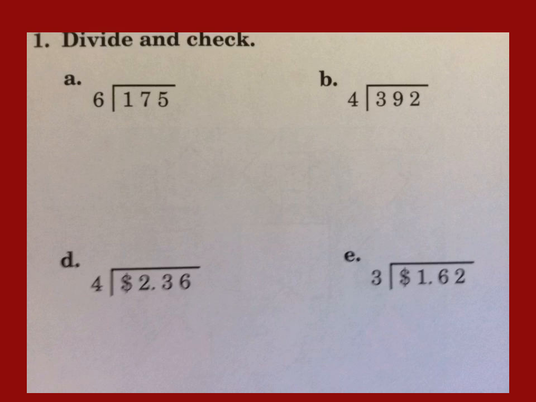But let's start with A and B, and this is just review of dividing and checking. We're going to use our regular dad, mom, sister, brother, and rover steps of divide, multiply, subtract, bring down, and repeat or remainder.